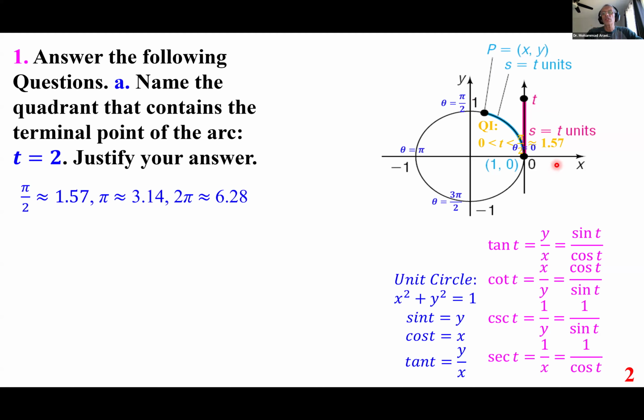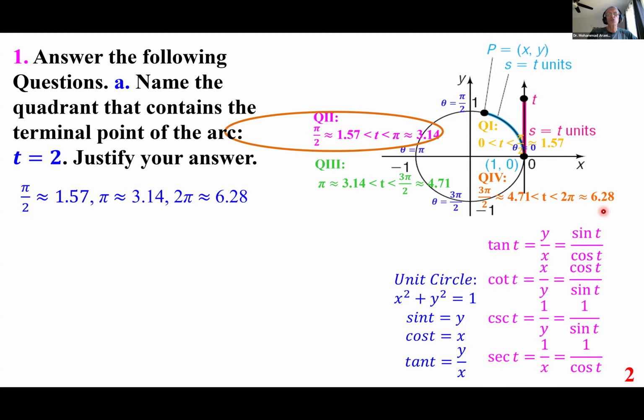And so when t is between 0 and 1.57, that puts us in the first quadrant, between 1.57 and 3.14 in the second, between 3.14 and 4.71 in the third, and between 4.71 and 2 pi, or 6.28 roughly, in the fourth quadrant. This is the rough approximation of pi. Therefore, 2 belongs to this area, so it makes it the second quadrant.